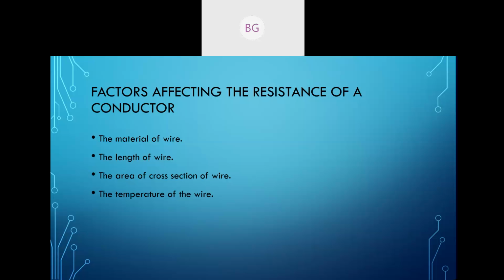And the last one is the temperature of the wire. If the temperature of the wire goes on increasing, then the resistance of the material will also go on increasing. So, temperature and resistance of a wire are directly proportional. Both will increase together. So, these were the factors which affect the resistance of a conductor. Any doubt till here? Have you all understood this?